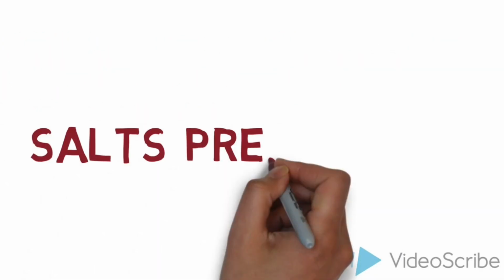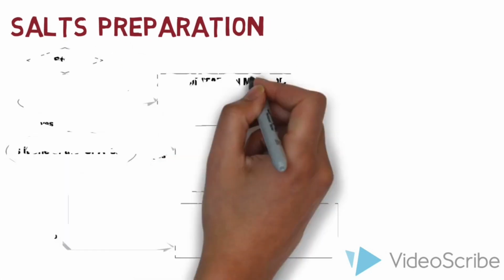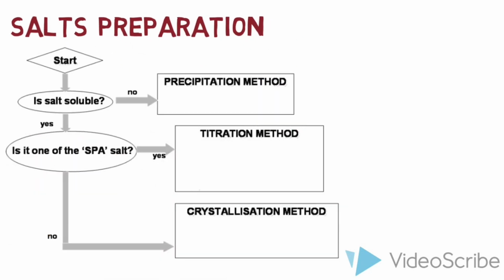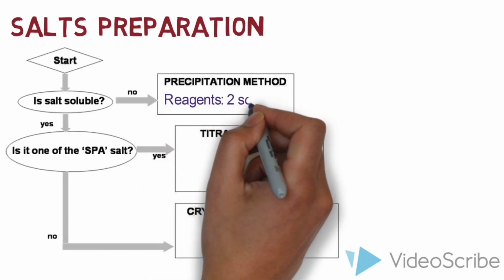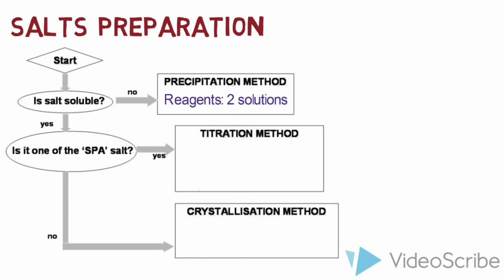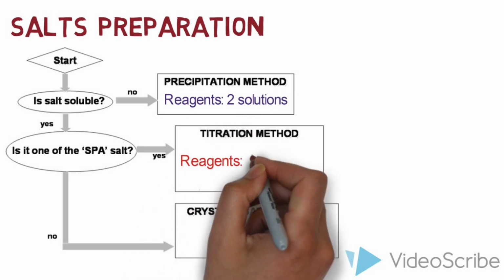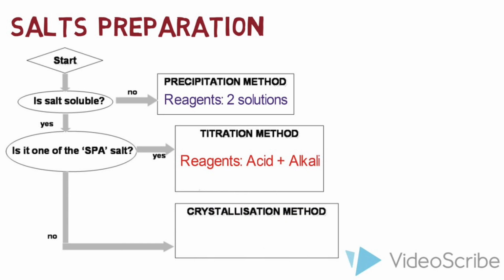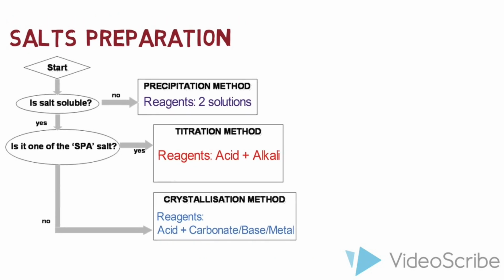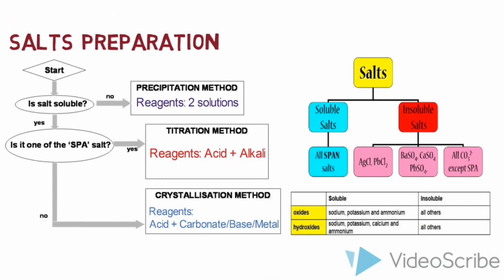So, in this video, you have learned about the 3 methods of salt preparation. In the first one, we have to use reagents of 2 solutions, and in the titration method, we have to use an acid and an alkali. Last but not least, in the crystallization method, we have to use an acid together with either a carbonate, a base, or a metal, depending on the cations present. Of course, all these can only be done if we know our solubility table.